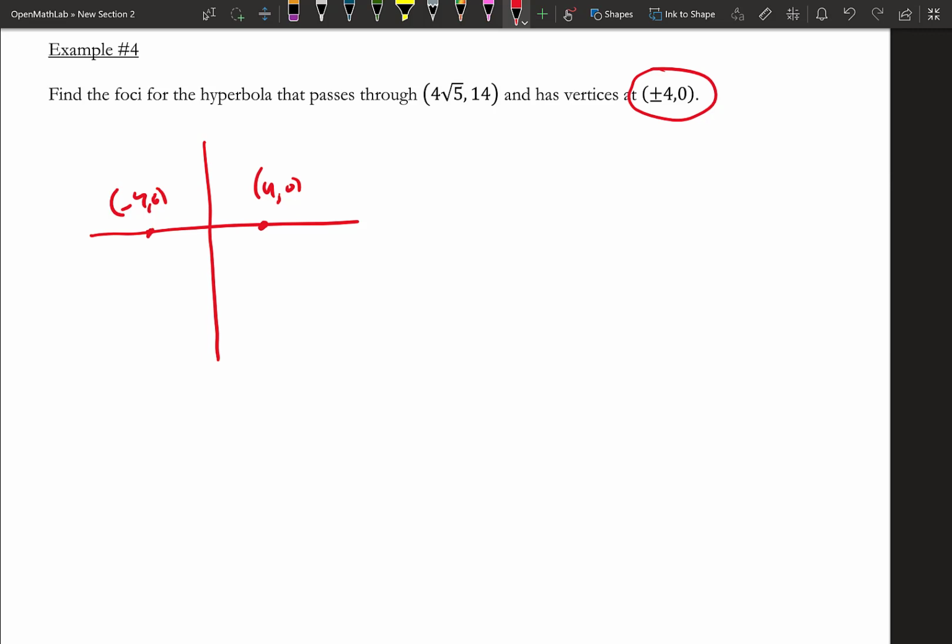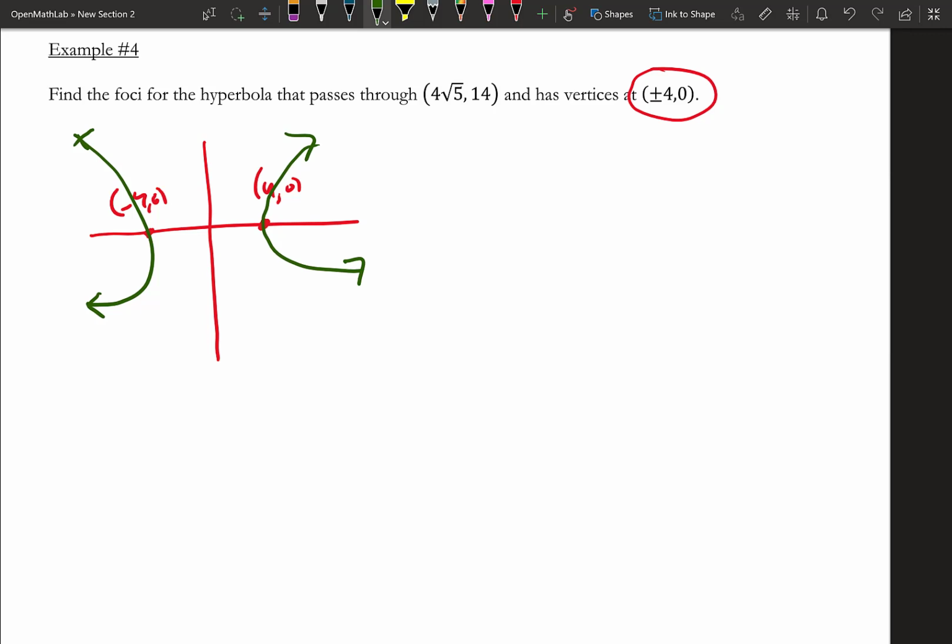So remember, the vertices are basically like the vertex of a parabola. If you have a parabola, this bottom part's a vertex. So since these vertices are here on the x-axis, that tells me that my graph is going to be opening left and right. So in other words, my transverse axis is going to be on the x-axis. So it's like that first scenario that we looked at in that table. So that's some information that tells me.